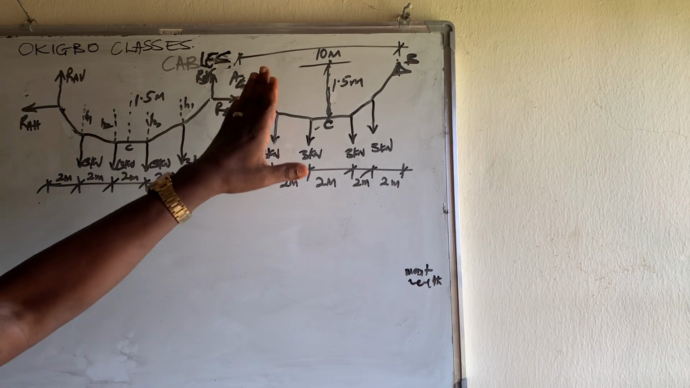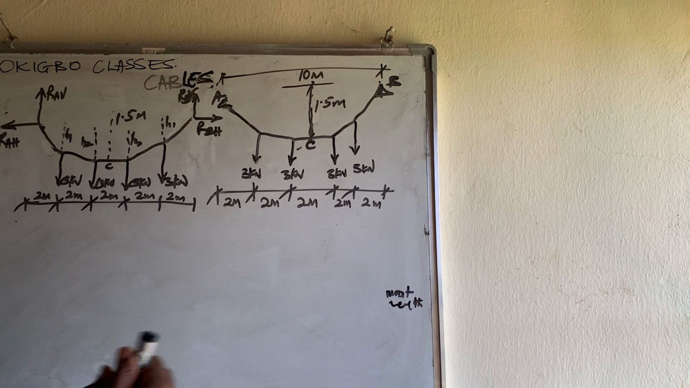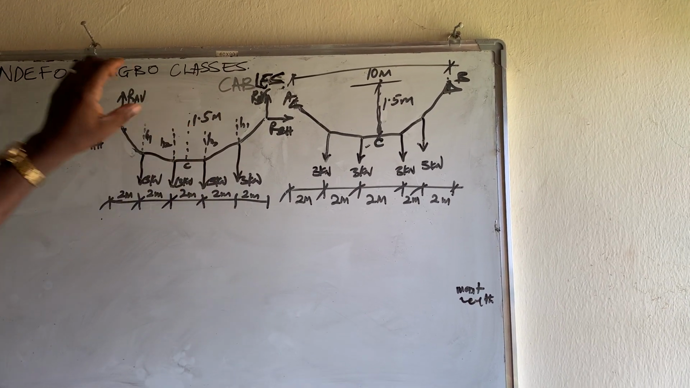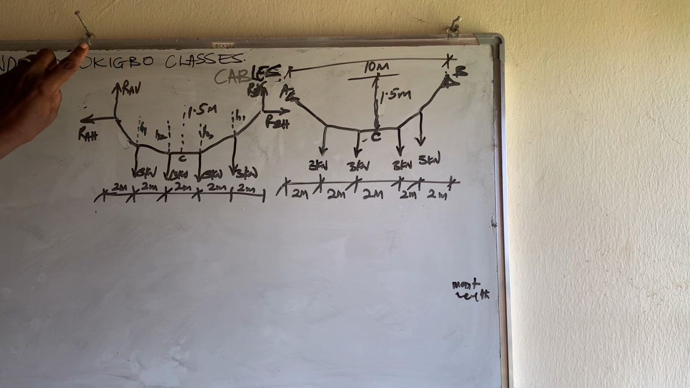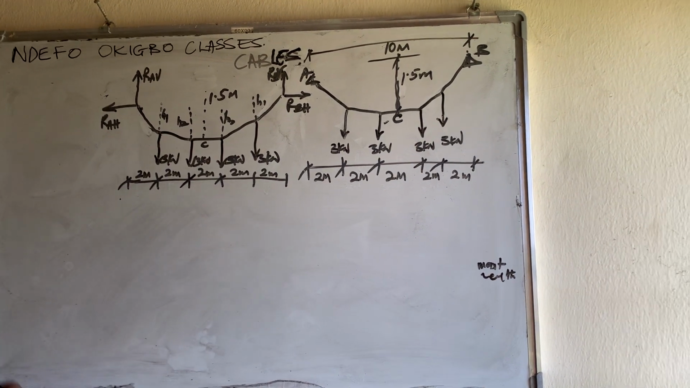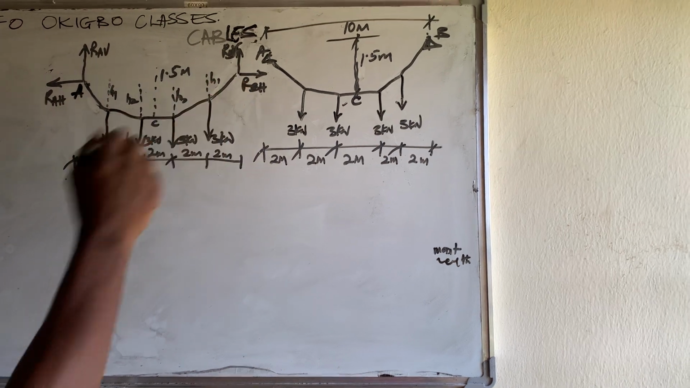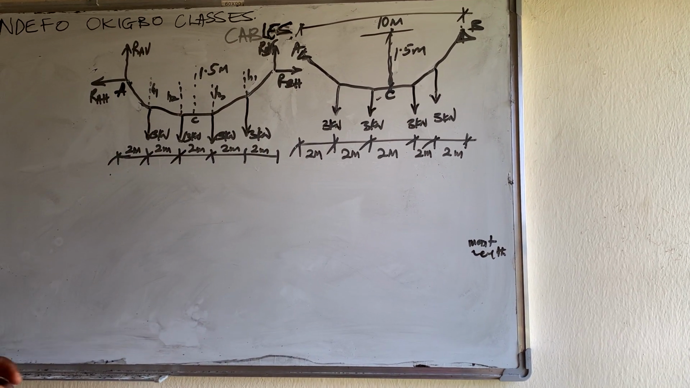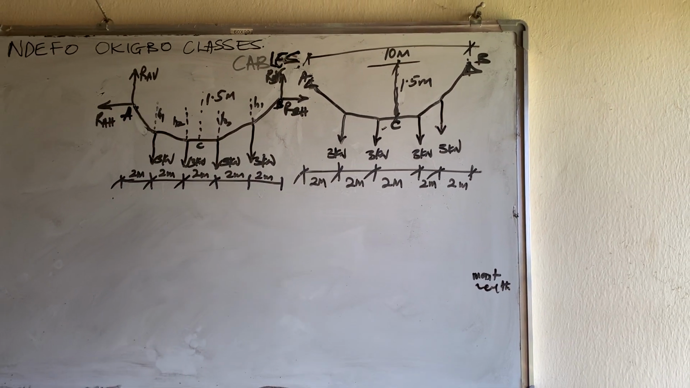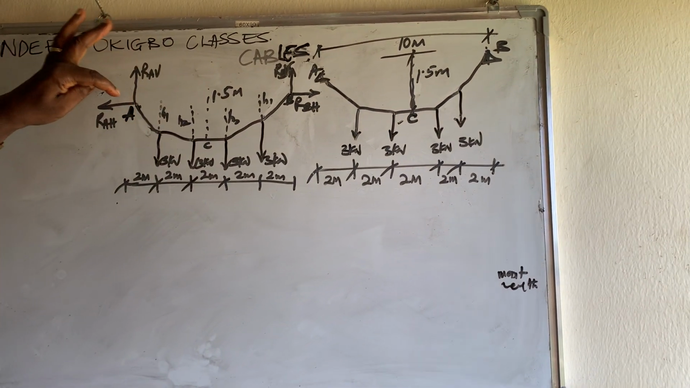To get the maximum tension in the cable, if you see, we have opened up the cable here. At the supports, we have the horizontal reaction at point A and the vertical reaction at point A. We have the horizontal reaction at point B and the vertical reaction at point B. It is at the supports that we have the maximum tension. How do we get the maximum tension?